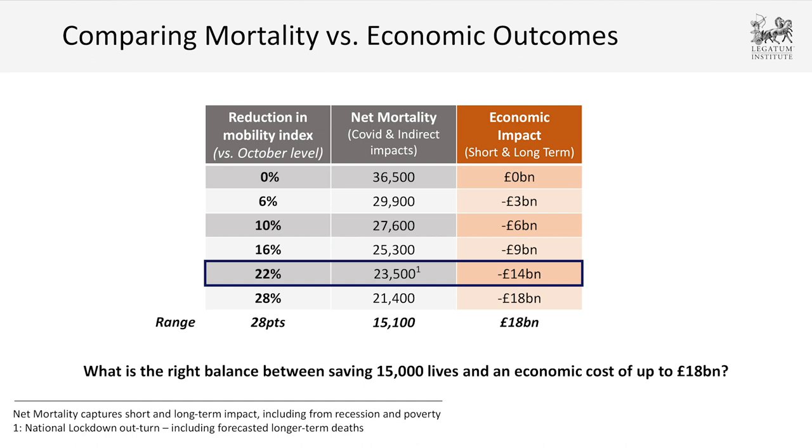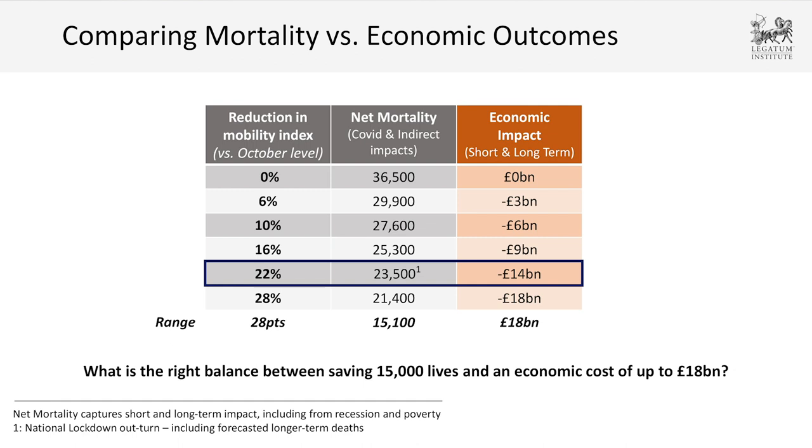So when we look at the mortality rates, we see that if we had not changed mobility, we would likely have had a net mortality rate of around 36,000 as a result of direct and indirect effects. As we reduce mobility, we would see that the mortality rate will go down as the infection rate goes down, all the way down to around 21,000 if we had a 28% reduction in mobility.